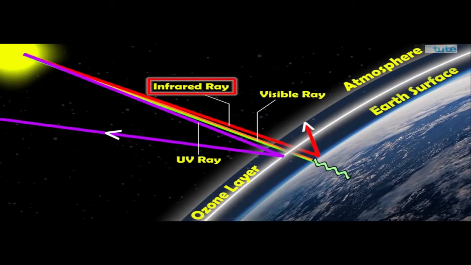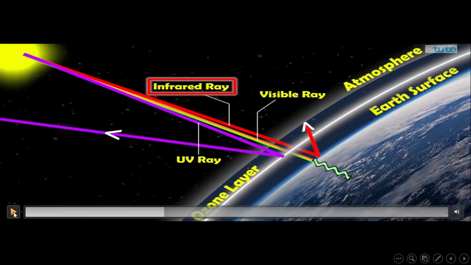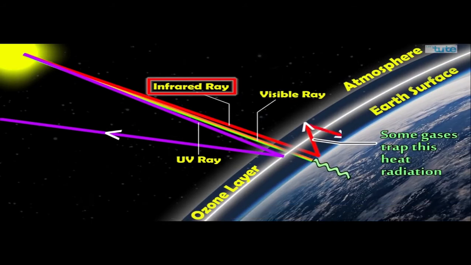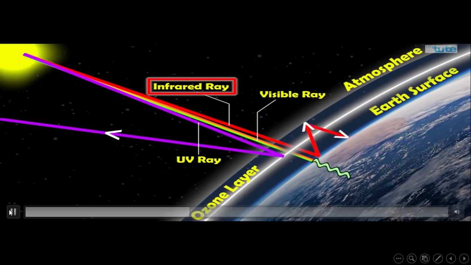After some time, this infrared can't pass; most of it can't escape. Why? This is what caused global warming, since we said infrared has a thermal effect. Some gases in the atmosphere trap this heat radiation and re-emit it to the surface. So the infrared tries to escape, but it couldn't.